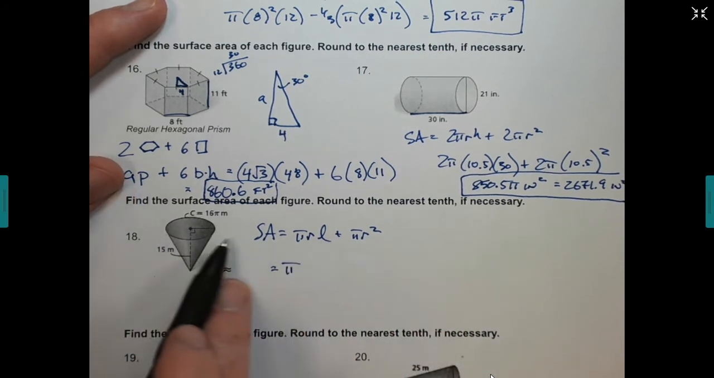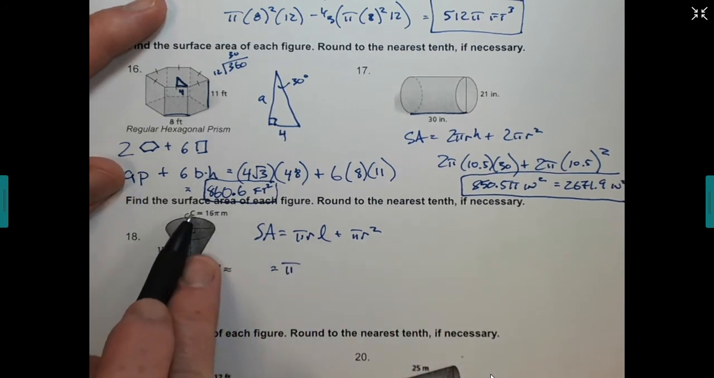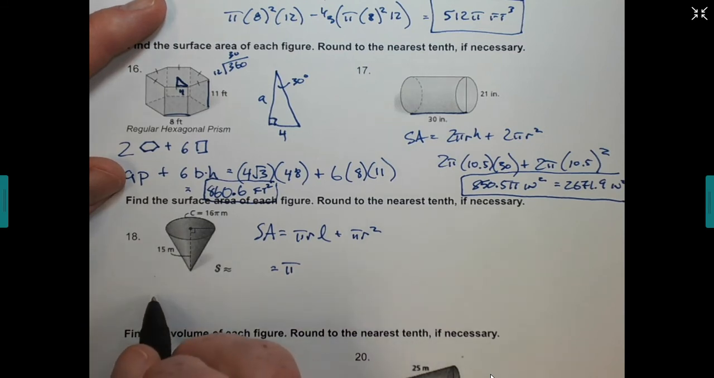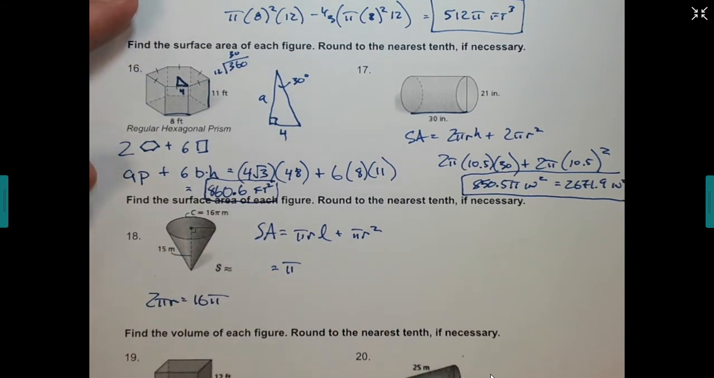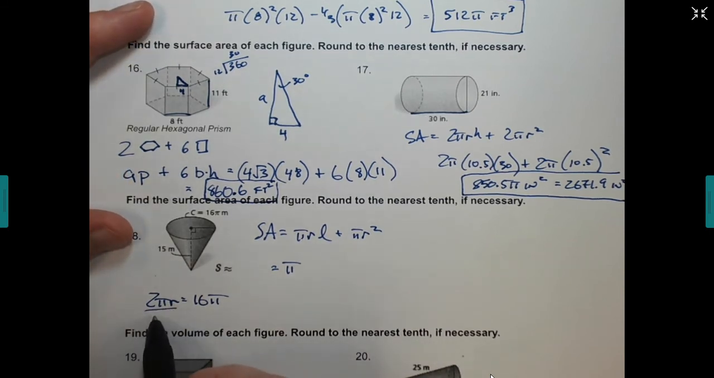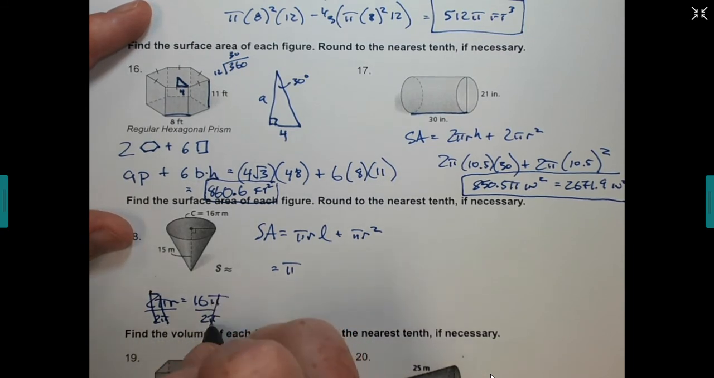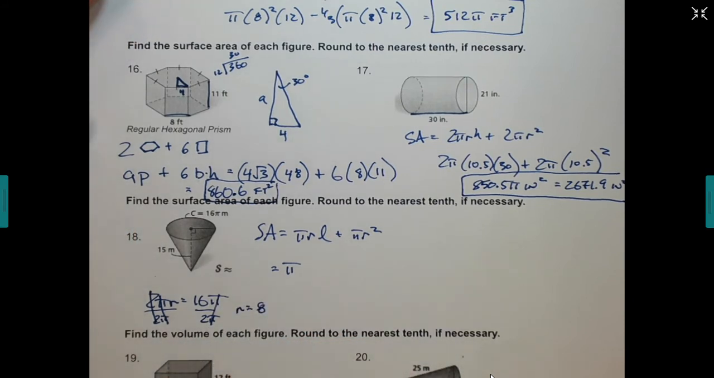They're hiding some of the information. They didn't give me the radius, but they said the circumference. Circumference is found by doing 2 pi r. If we know the answer is 16 pi, I can solve for the radius. If I divide both sides by 2 pi, that'll cancel out the 2 and the pi. Over here, we cancel out the pi, and we find out the radius is actually 8.